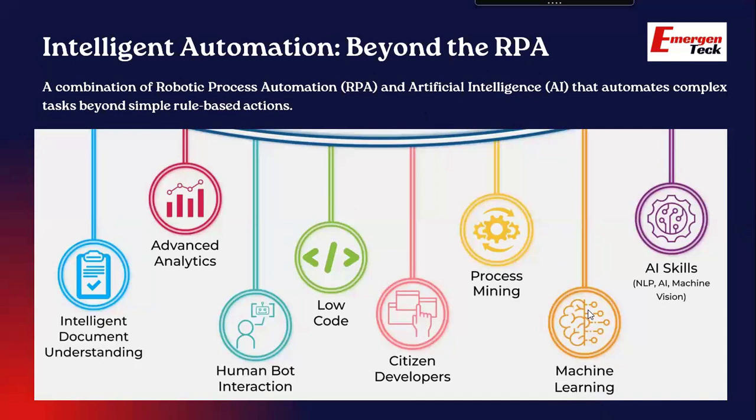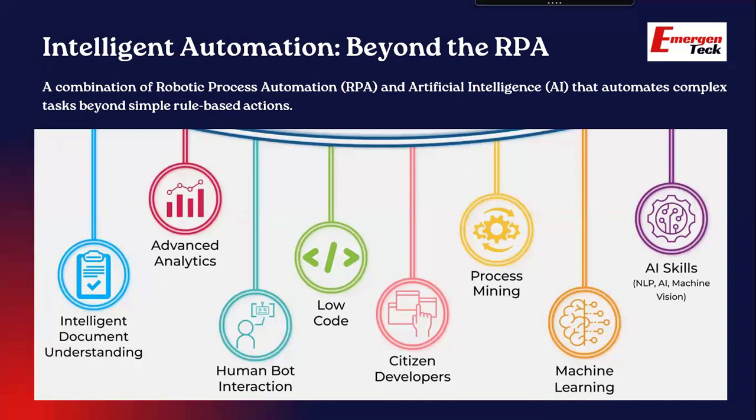Okay. And here we are not only talking about RPA, right? Here we are talking about intelligent automation, which goes far beyond RPA. It's a combination of robotic process automation plus artificial intelligence that can handle complex tasks, and we'll see that as well. Basically here we have intelligent document understanding, and we can do advanced analytics.